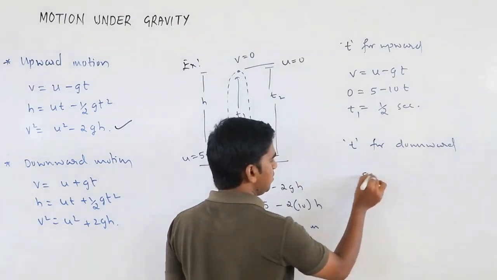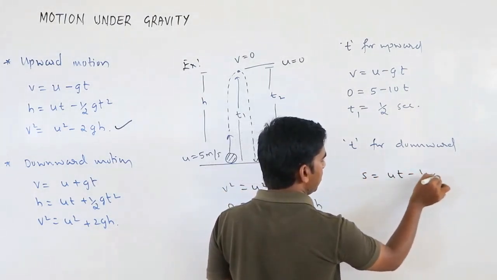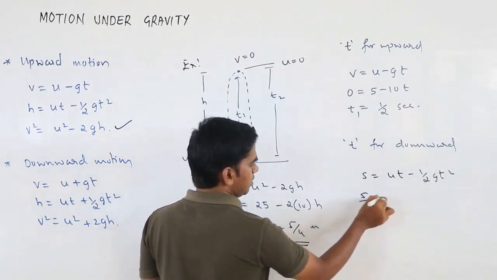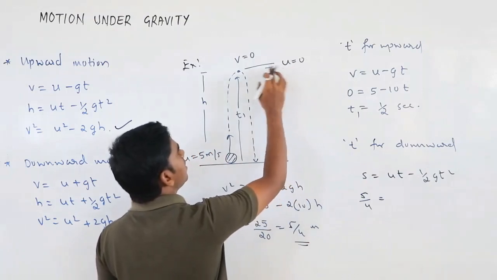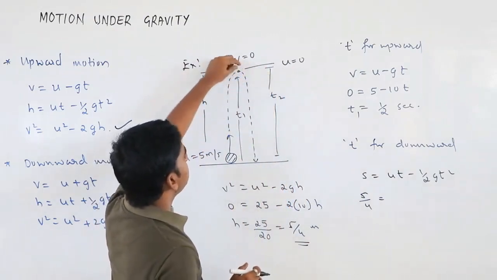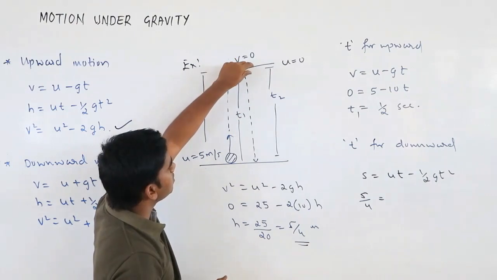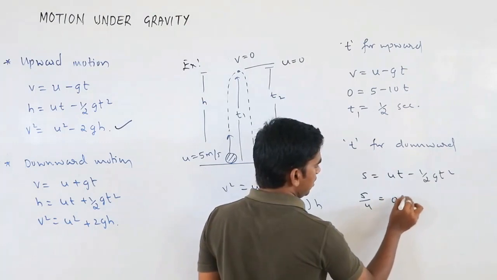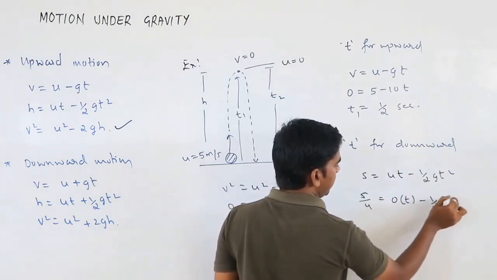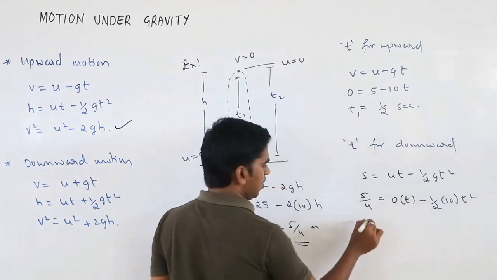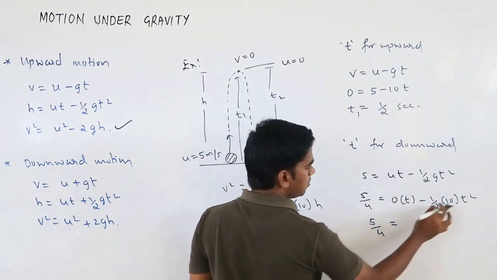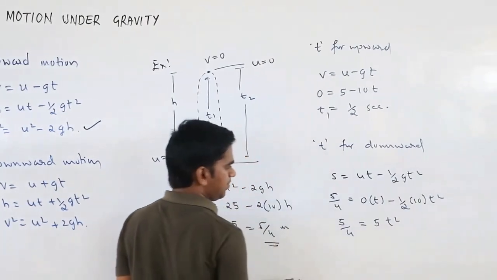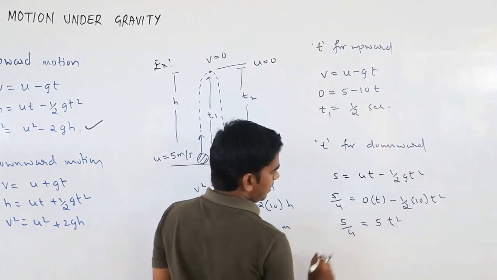Apply the formula s equals ut minus half g t square. Yes, what is this? s is 5 by 4. u is going to be 0 now. Okay. Forget about this part. For the second part here, the initial velocity will become 0. Final may be anything. So this is 0 into t minus half 10 into t square. Okay. So 5 by 4 equals, this is 5 into t square. Okay. So negative will be there.